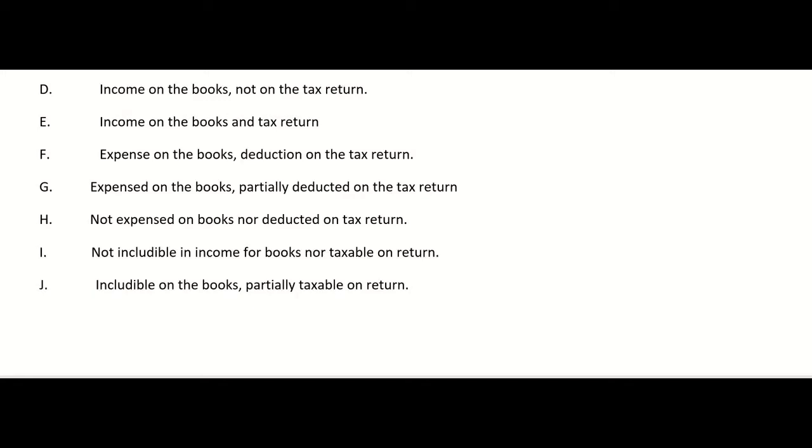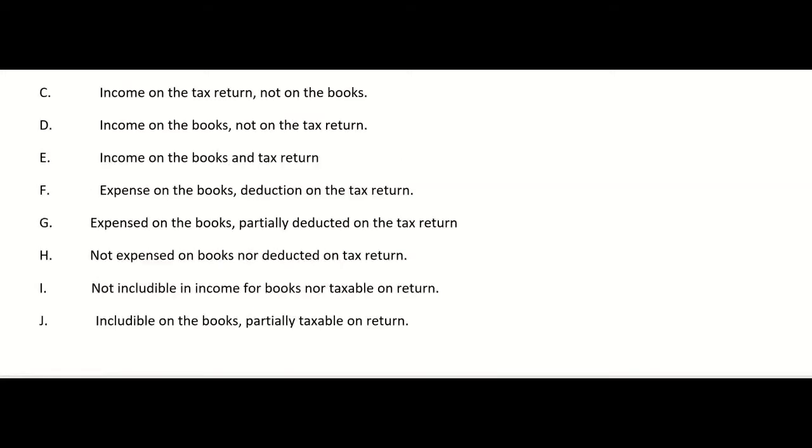What would be includable on the books, partially taxable on the return? When would we choose letter J? Includable on the books, partially taxable on the return. What comes to mind here is cash dividends received. When there's a dividends received deduction, all that dividend is income on the books, partially taxable on the return.